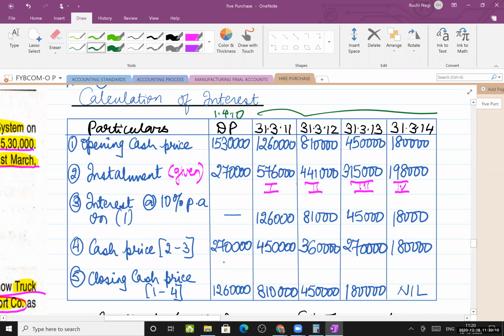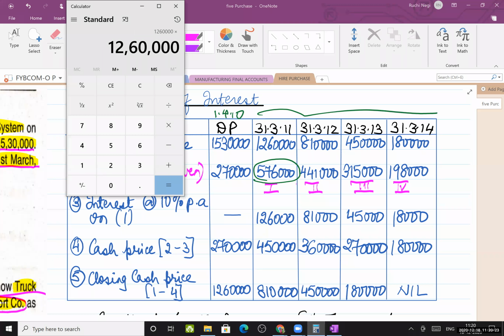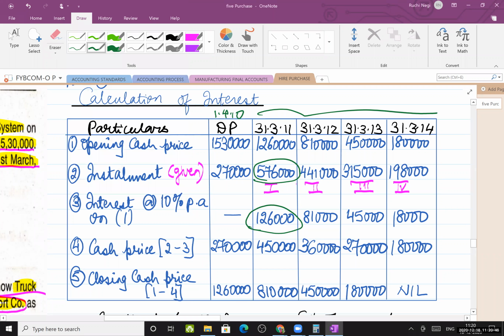So my first installment is 5,76,000. Okay. My interest will be on the outstanding amount. Outstanding amount जो closing cash price था वो opening बन जाएगा. तो 12,60,000 पे मुझे 10% interest देना है. That is 1,26,000 interest. Okay? दोनों को minus करो. Minus 5,76,000. So 4,50,000 मैं भर चुकी हूँ इतना. Okay? Minus 12,60,000. So 8,10,000 is my outstanding amount.